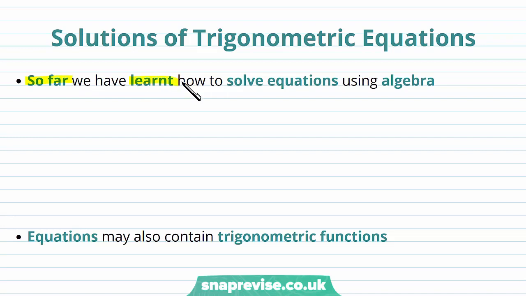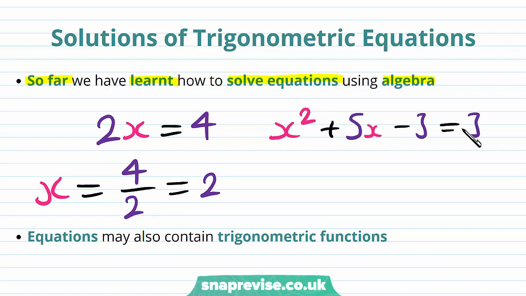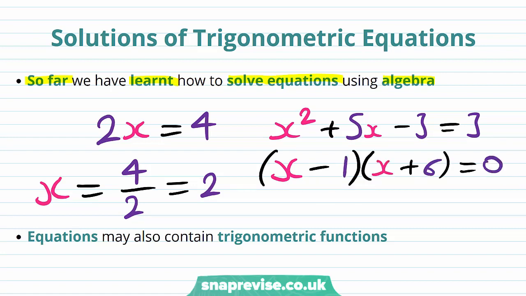So far we have learnt how to solve equations using algebra. In particular, if we have the equation 2x equals 4, then we can divide by 2 to get that x is equal to 4 divided by 2, which is 2. Or if we had a slightly harder equation, x squared plus 5x minus 3 equals 3, then we can subtract the 3 to the left hand side and factorise to get that x minus 1 multiplied by x plus 6 equals 0, and then we solve and get that x equals 1 or x equals minus 6.